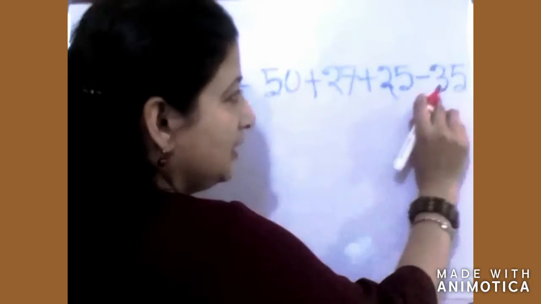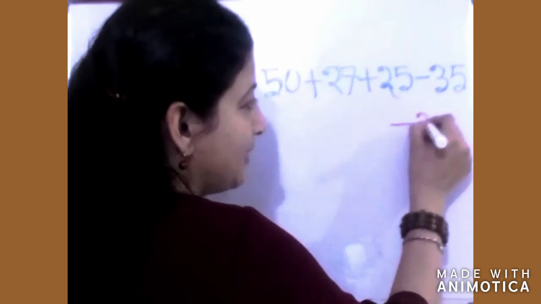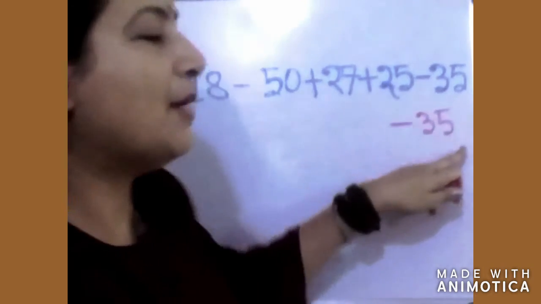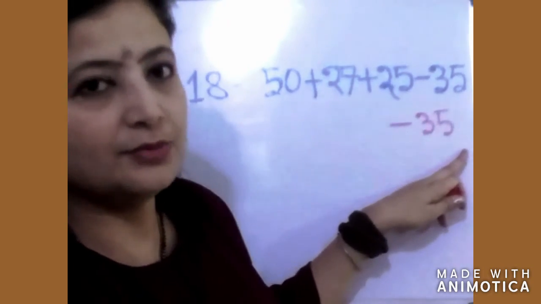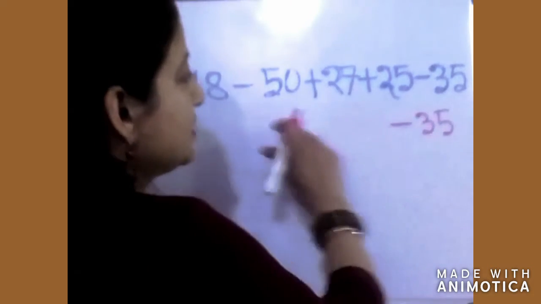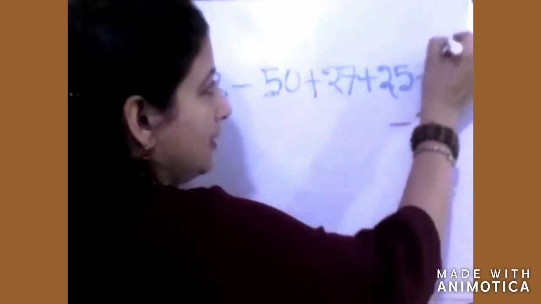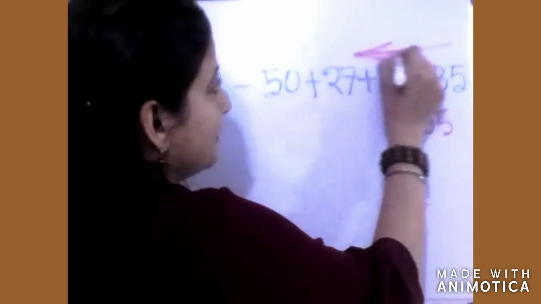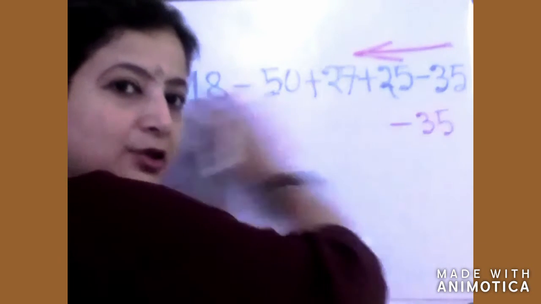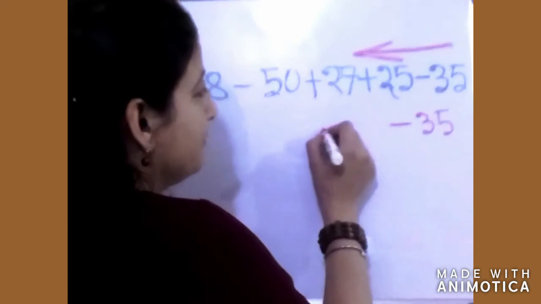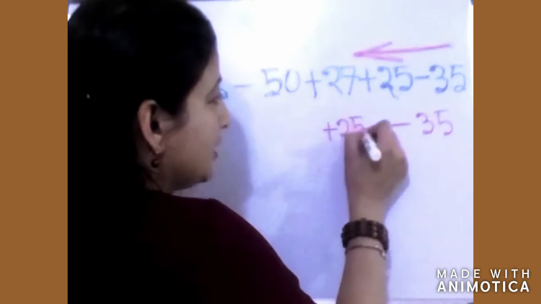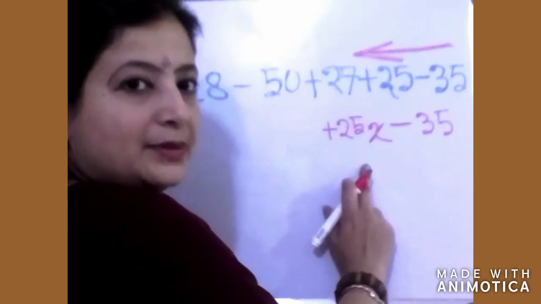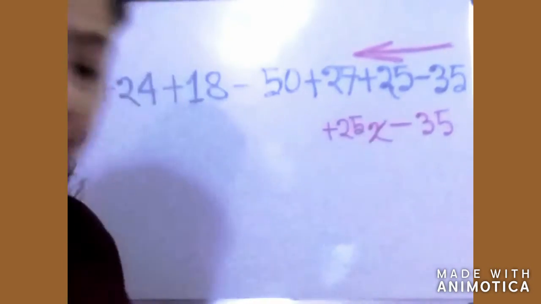How? See, this is 35, so I am writing minus 35 again. Here the variable's power is 0, it's x to the power 0. X to the power 0 means 1, so we are not writing it. Next number, keep it in mind, we are going from right to left. Right to left, this is very important. Now 25, plus 25. So we are increasing the x power. Here it was 0, here it is 1. 1 means just x, we have written.